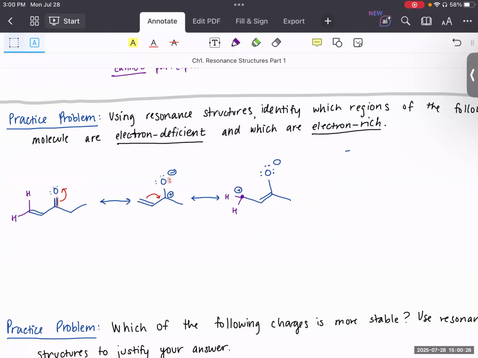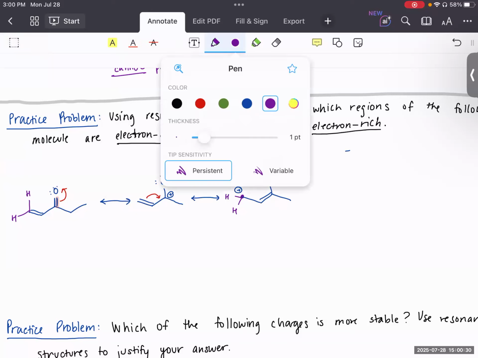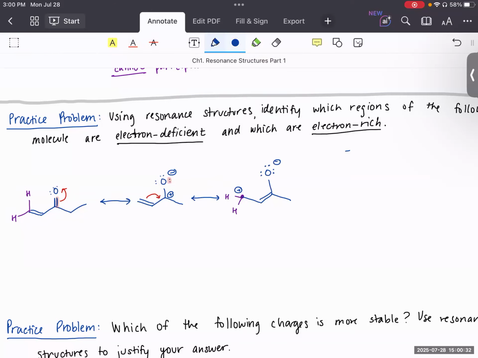And whenever you're drawing a resonance structure, as I've said in the previous video, always make sure to stop and double check that you have all the charges that you included. All right, so from here, what we can do is use these to draw out the resonance hybrid.